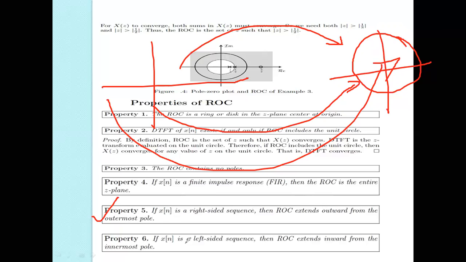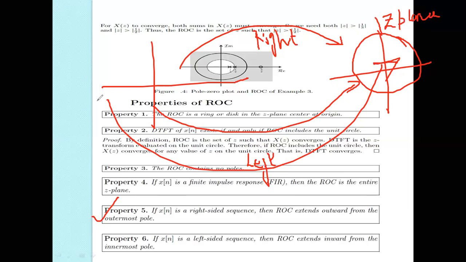Okay. If x of n is a left-sided sequence, see here, this one is left-sided and this one is right-sided. Right-sided means outside, outward from the outermost pole. If x of n is left-sided, the ROC extends inward from the innermost pole. Inward, this is the inward direction here, my dear students, inward in the Z plane.